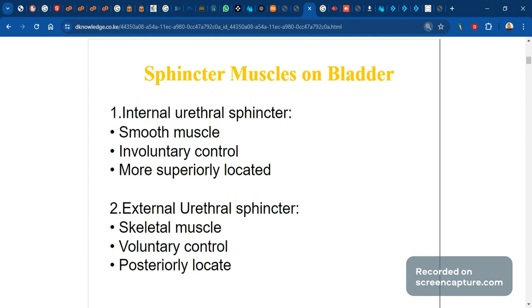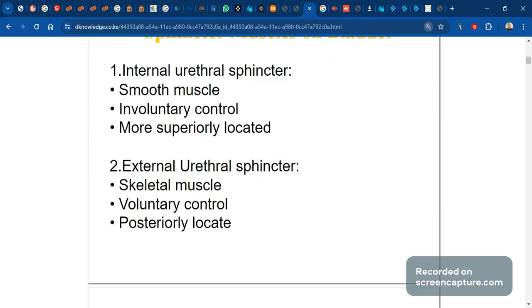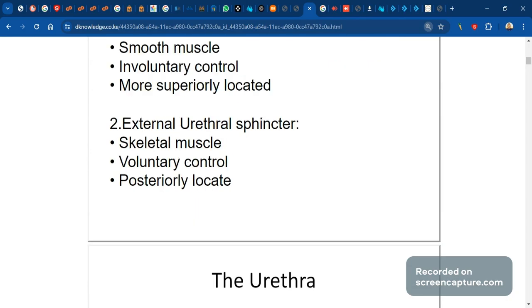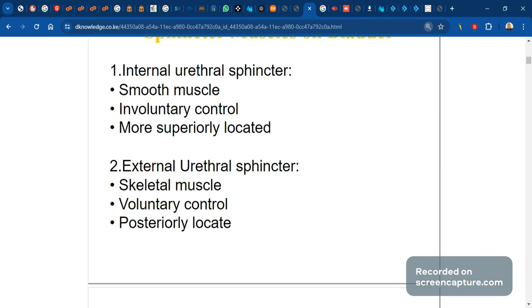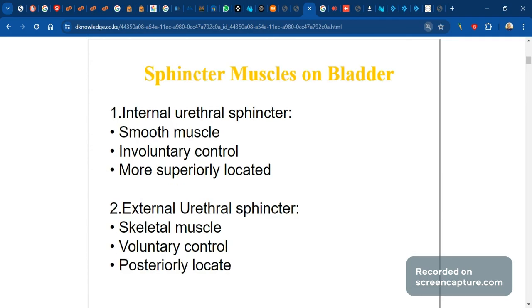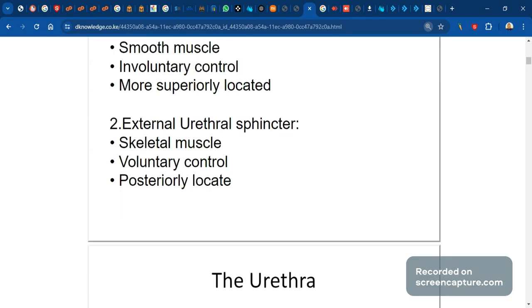So when you're peeing, there is some stimulation of the nerve which controls the smooth muscle in the internal urethral sphincter. Therefore, it automatically opens up. That is the involuntary control. So it is superiorly located, almost within the bladder, at the neck of the bladder in the upper part. Then the external urethral sphincter is a skeletal muscle, so it's not a smooth muscle. It is under voluntary control, so you control it by your own consciousness, like you can contract it.